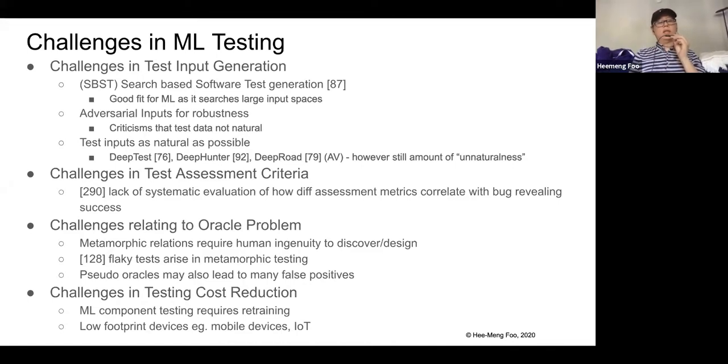Challenges in testing cost reduction. For those of you who have ever done some work in this area, you know that it's very annoying to have to retrain your model again and again, especially if it takes hours to train. And then the other challenge is low footprint devices. There's actually a meetup group called TinyML. This is basically having machine learning algorithms run on low power and low memory footprint devices like your Raspberry Pi.